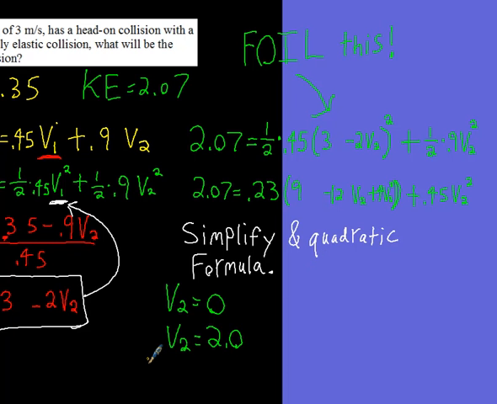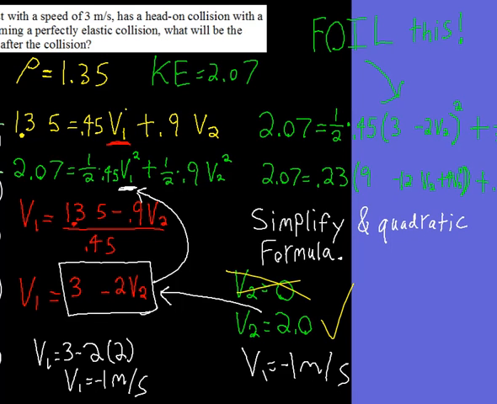And I get two results for v2. It's either equal to 0 or 2.0. Well, the second puck obviously didn't just sit there, so I reject this answer and keep this one. Plug it into the second equation, and you get... After I plug v2 in over to the left, I get this.